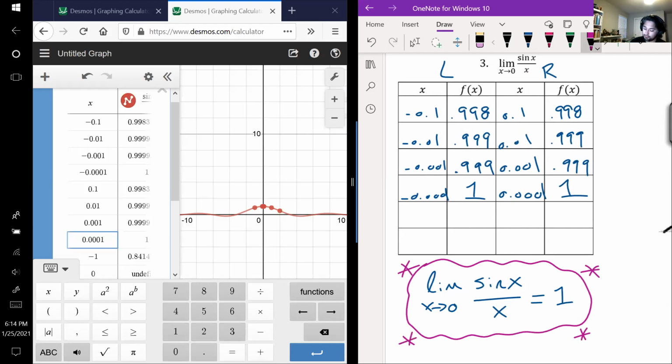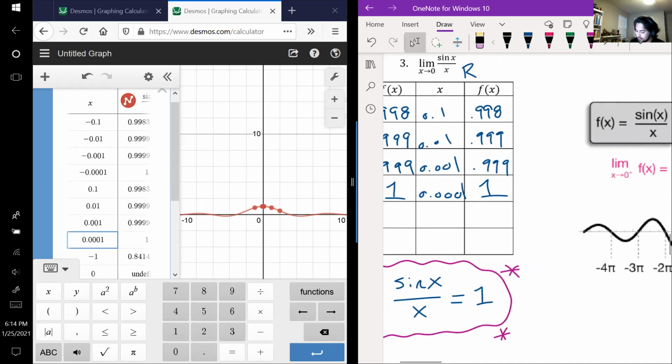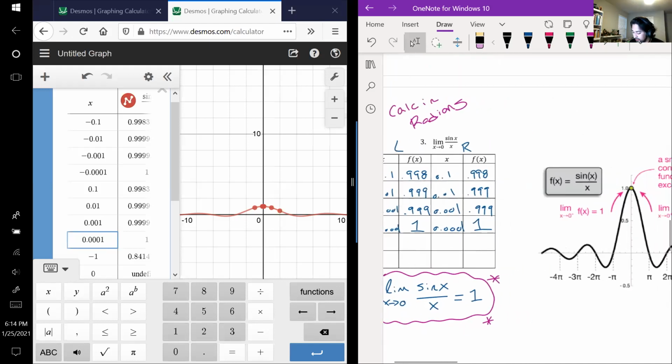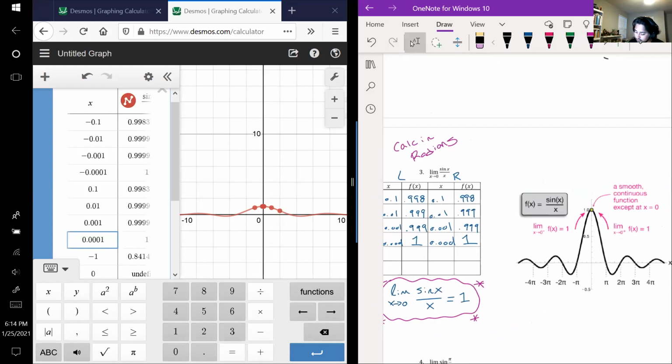Yeah. So as you see from the graph on the right, as we approach 0 from the left, y got closer to 1. As you approach 0 from the right, y again gets closer to 1. So therefore, the limit as x approaches 0 of sine x over x will be 1.